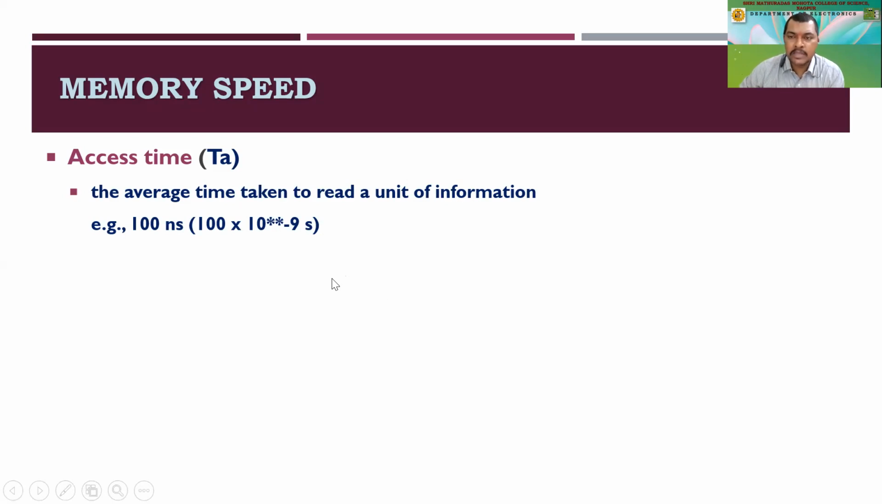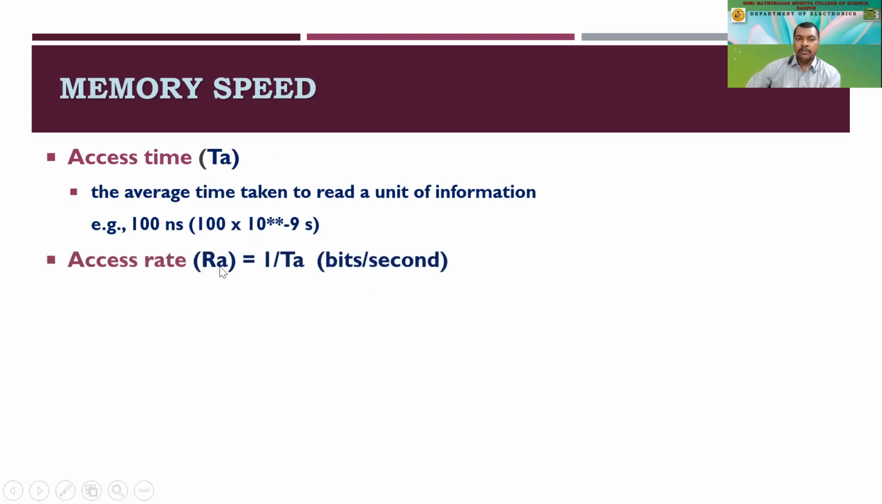Milli means 10 raised to power minus 3, micro means 10 raised to power minus 6, nano means 10 raised to power minus 9, and pico means 10 raised to power minus 12. So this is the smallest portion of the time, which is the access time. Then we have access rate, that is equal to 1 by TA. That is nothing but the frequency, so we have 10 megabits per second frequency over here.